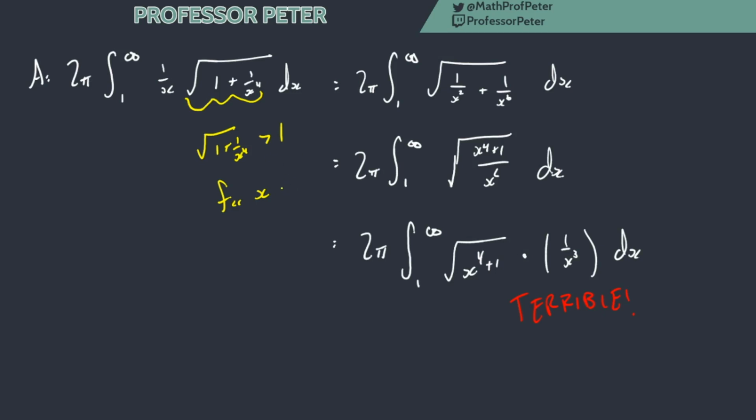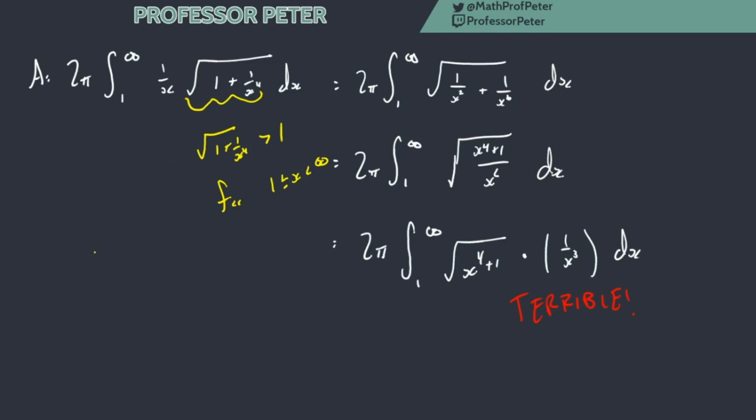For x, maybe I'll do this. For all the x values in between 1 and infinity, no matter what you put in here for x, you're going to have 1 plus a whole bunch of stuff. Whether it's big or small doesn't really matter. And so the square root of that will be bigger than 1.